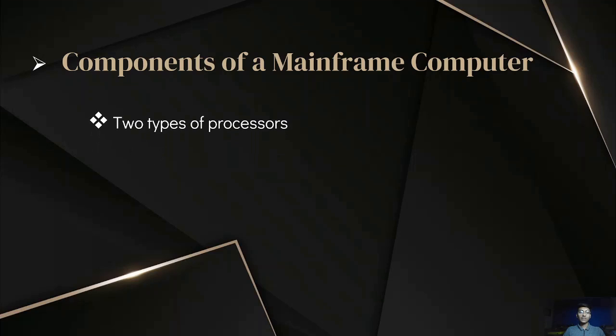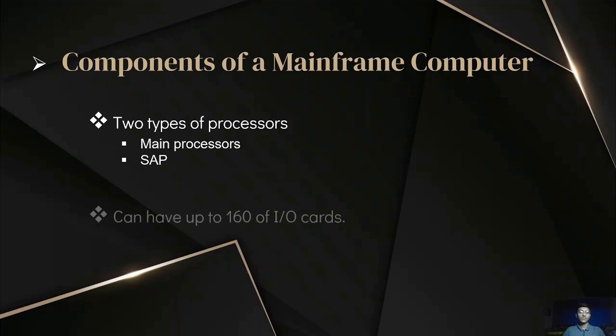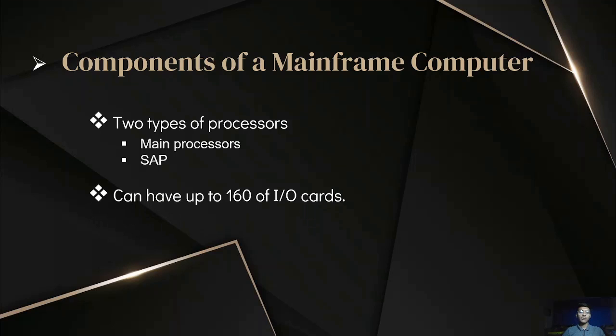Basically there are two types of processor. The first one is the main processor and the other is the SAP. SAP stands for system assistant processor, which does not process any data but moves the data from one place to another as fast as possible. Each mainframe can have up to 160 IO cards, and also a serious amount of storage as solid state drives for faster data storage and transfer.